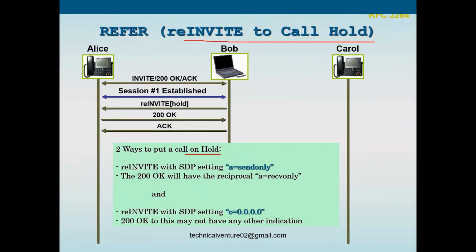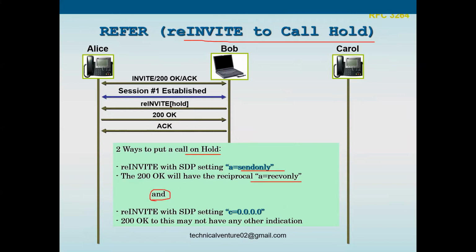So what it means, there are two ways to put a call on hold. The first one is a re-INVITE with SDP setting a=sendonly. It means Bob will only send and will not receive anything. It is just a send only. And the 200 OK will have the reciprocal, recvonly.